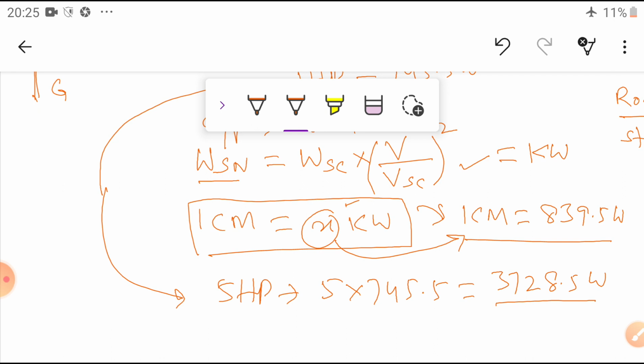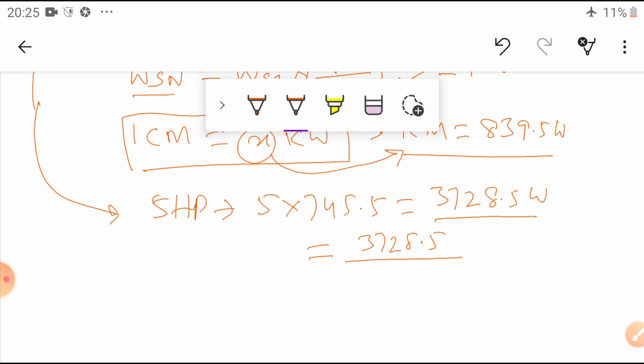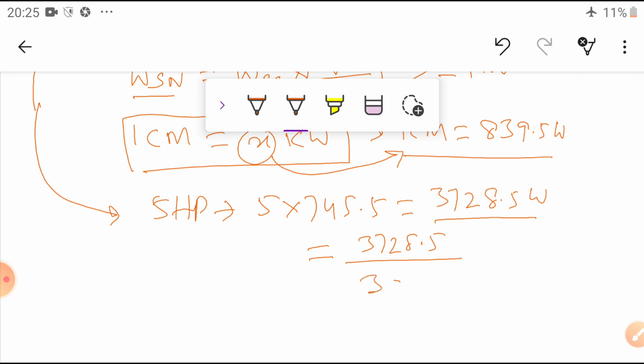Now, this is the total power. Now convert to length, how many centimeters? Then the length is equal to 3728 total watts divided by 839.5. So we are going to get nearly 4.44 centimeters. Okay, this is a length, approximately. So if you know the length, that is called BL.